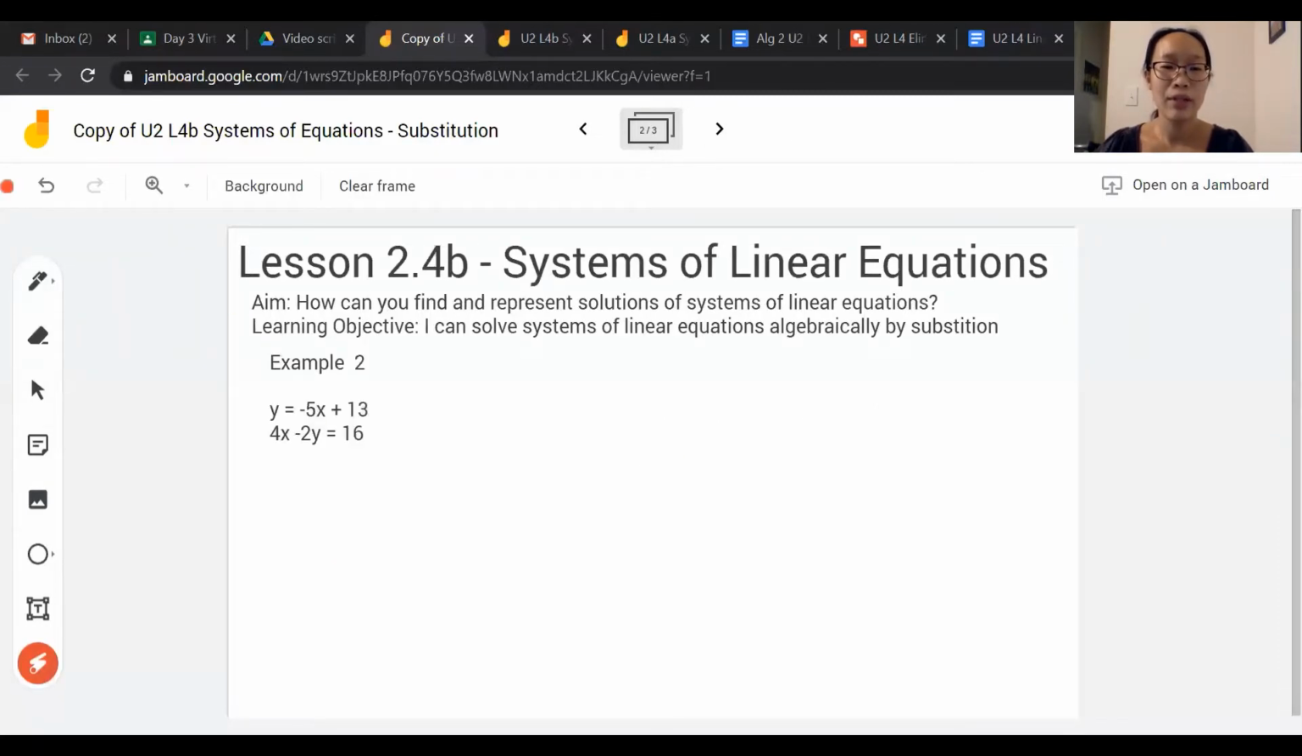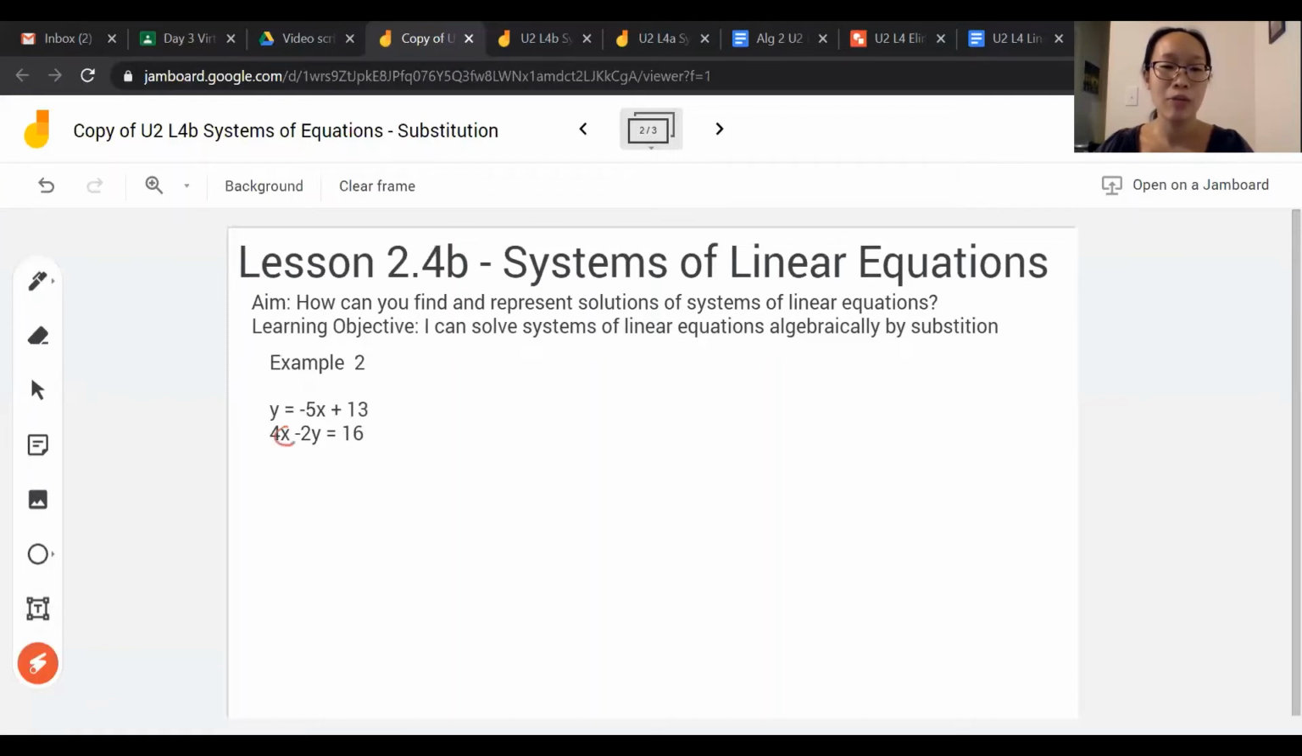Here I have 2 lines. I have y is equal to negative 5x plus 13 and 4x minus 2y is equal to 16. I could just graph this because the first one's already in slope-intercept form, but then the second one, it's not as easy. I gotta move things to the other side, I gotta divide, and I don't want to deal with that. Luckily, there's another way to solve.